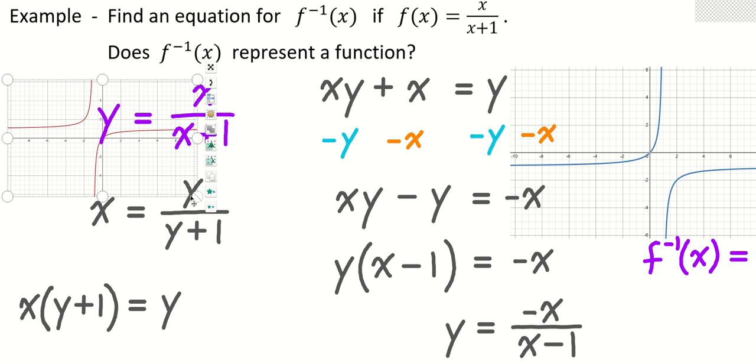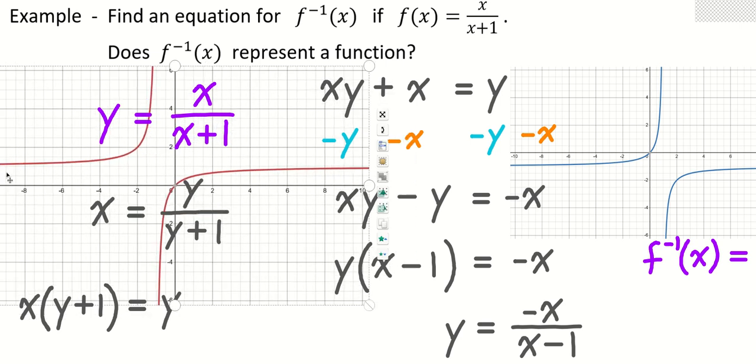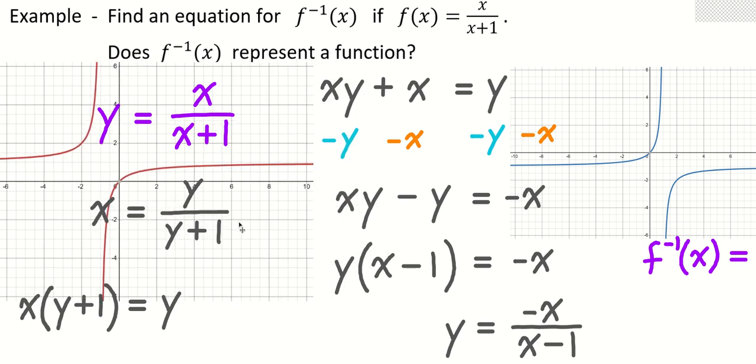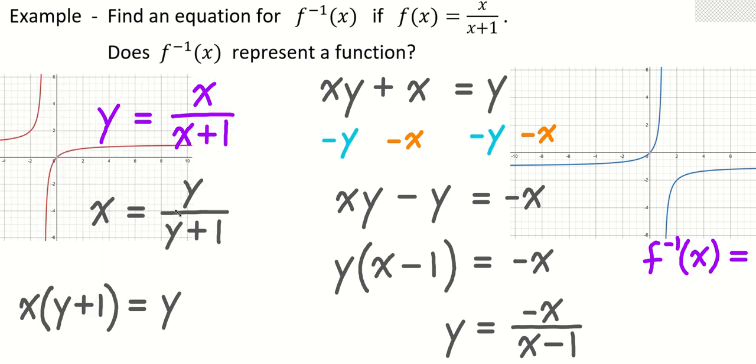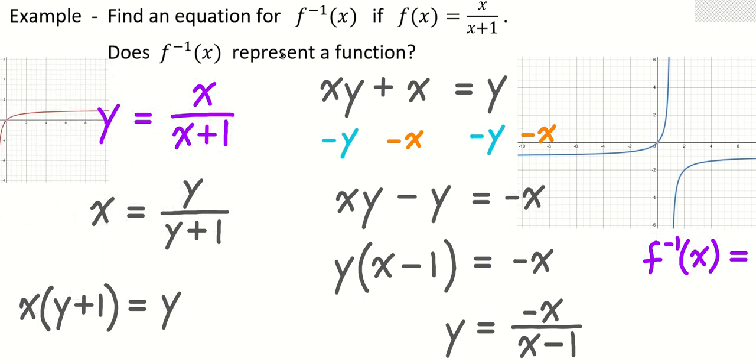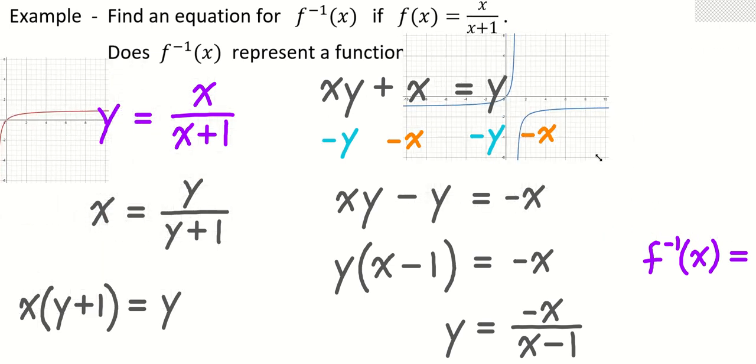And likewise, this graph over here of the original, there's a horizontal asymptote right here. And so this would in fact pass the horizontal line test. So the answer overall to this question is yes. You can write that down somewhere.